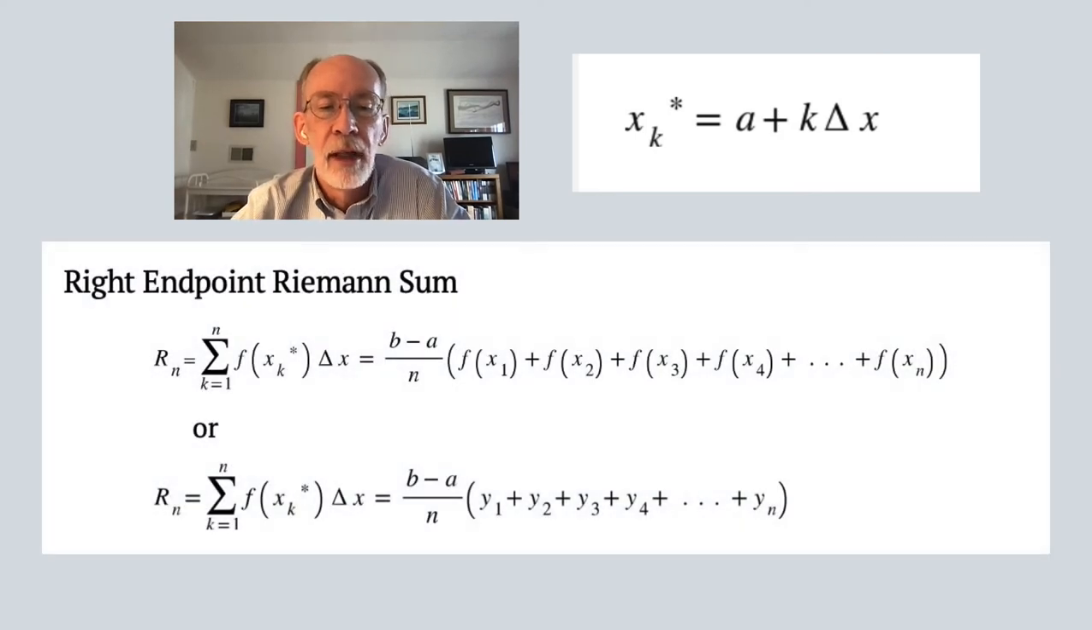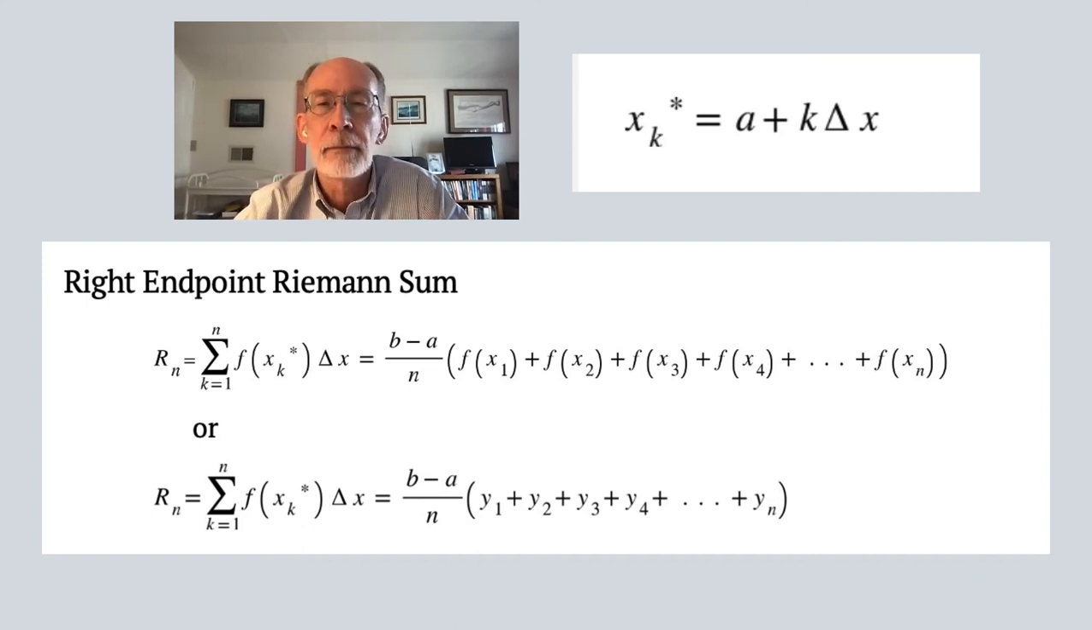I can then write the sum as f of x1 times delta x plus f of x2 times delta x plus f of x3 times delta x, and so on up to f of x sub n times delta x. I can then factor out the delta x and call it b minus a over n, and I'm left with f of x1 plus f of x2 plus f of x3 and so on up to f of x sub n, and you'll see that formula on your screen.